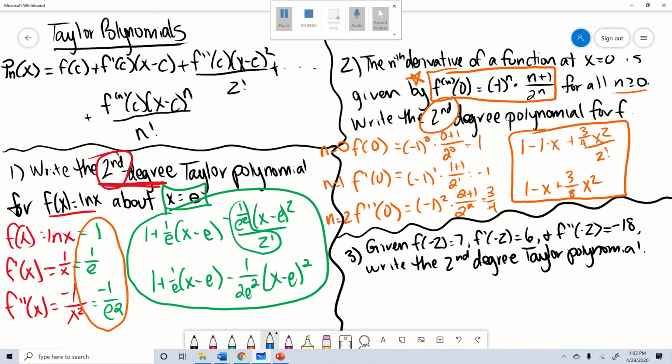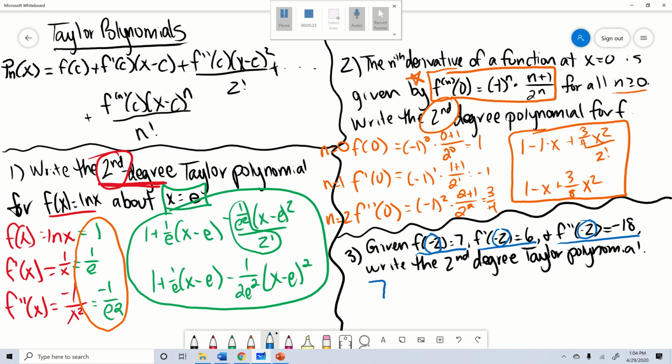Okay, so the last situation is actually the easiest of them. They literally give you what the different function values are. So number one, you had to actually take derivatives and then plug stuff in. Number two, you just had to plug stuff in and that gave you your numbers. Number three, they've given you what your numbers are already and you just have to write the polynomial. The thing you've got to be careful of is looking right here to see what you're centered at to make sure that you write it like a Taylor polynomial rather than a Maclaurin polynomial.